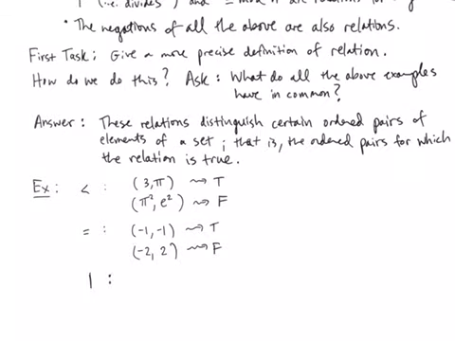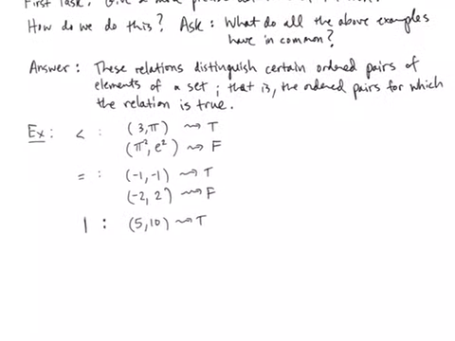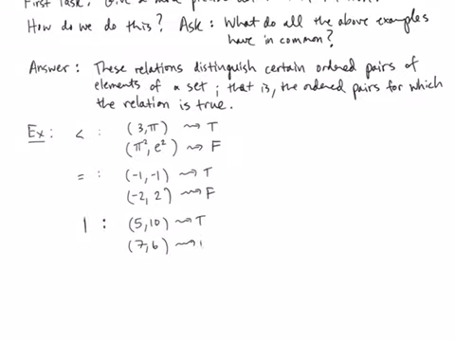Divides, so 5 and 10, right, that would be a distinguished pair under this relation. But something like 7 and 6, that would not be. Right? And it might even be useful to notice that even if we take 5 and 10, which is distinguished by our relation, flipping them around, right, that is now not distinguished by the relation.